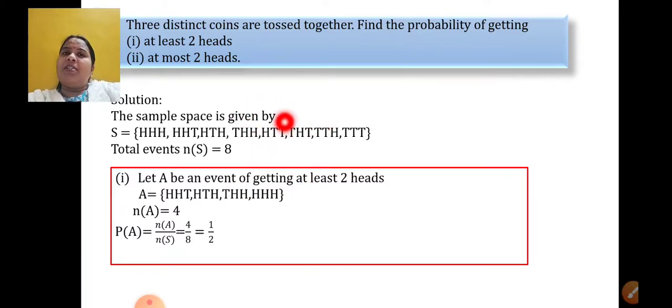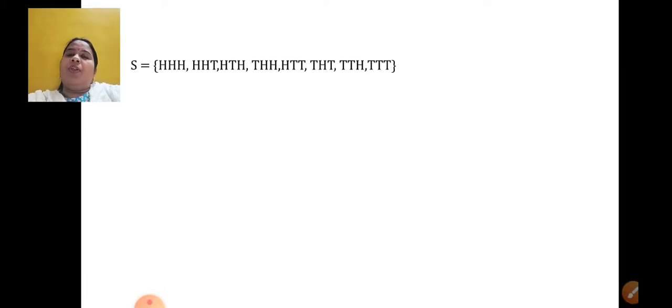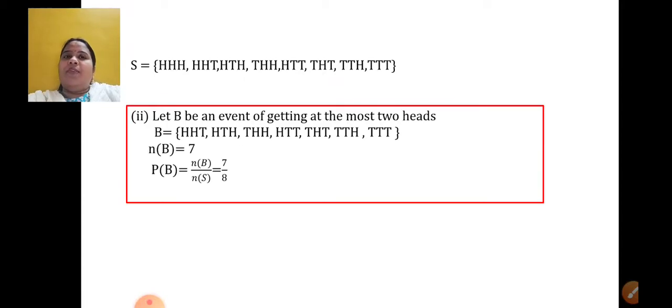Same thing can be asked as at least 2 tails or at the most 2 tails. So be very careful and read the question properly and accordingly solve. Okay. So let us go to the next question. Next event, in fact, that I wanted at the most 2 heads. So this is the sample space. Event B is of getting at the most 2 heads.